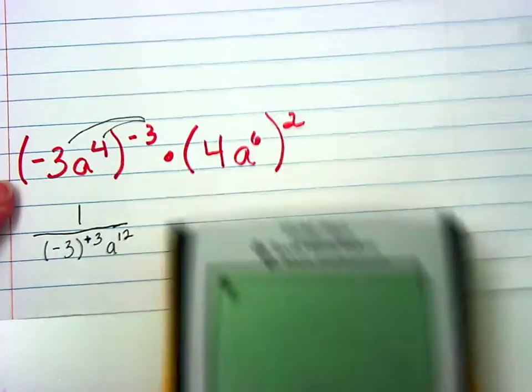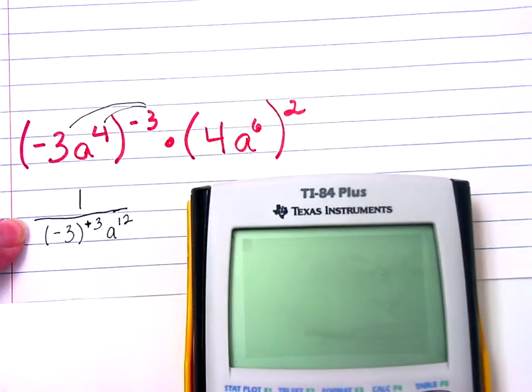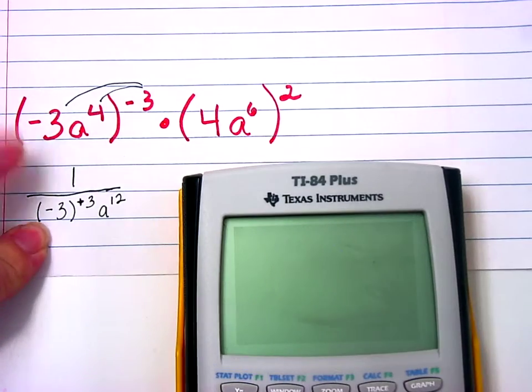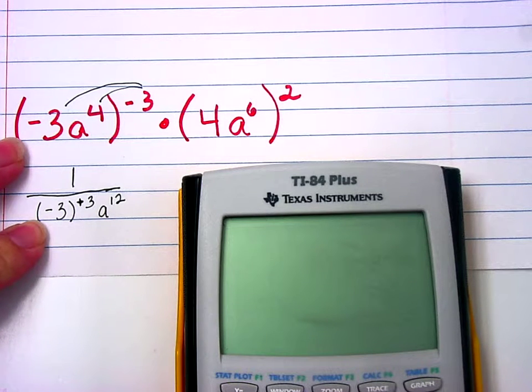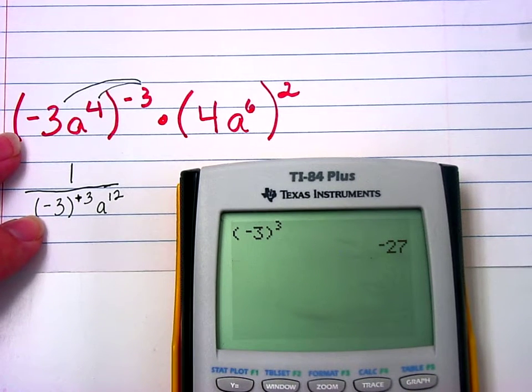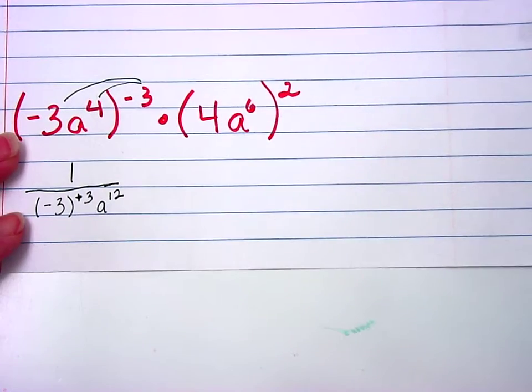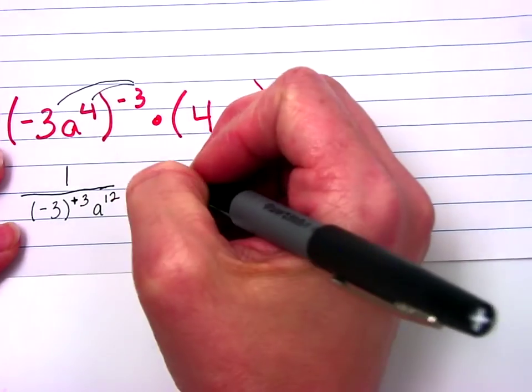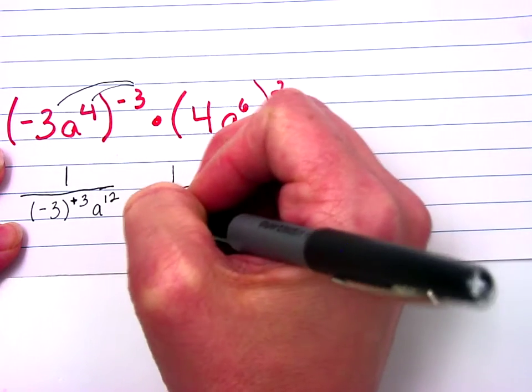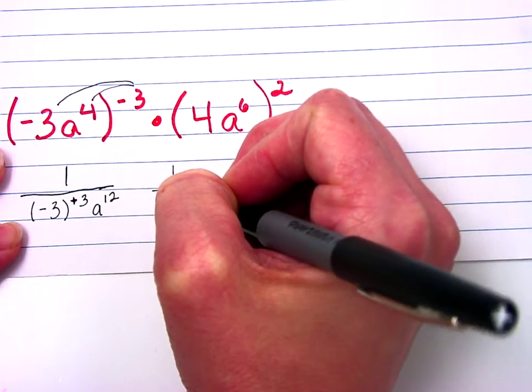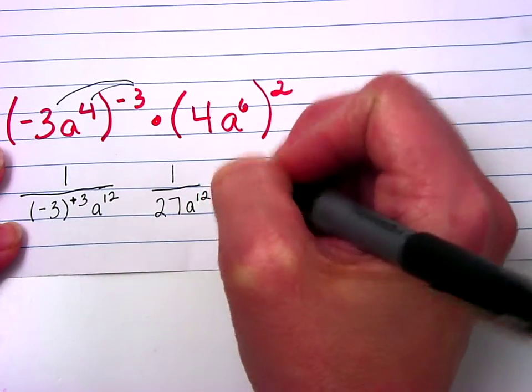Now, just to be sure, I want to check my calculator because there was a set of parentheses there, so I'm going to plug it in. Negative 3 in parentheses, raise it to the power of 3, just to check and see, and I do get negative 27. When will that make a difference? Whenever you have an even exponent, that's whenever it's going to make a difference with the parentheses.